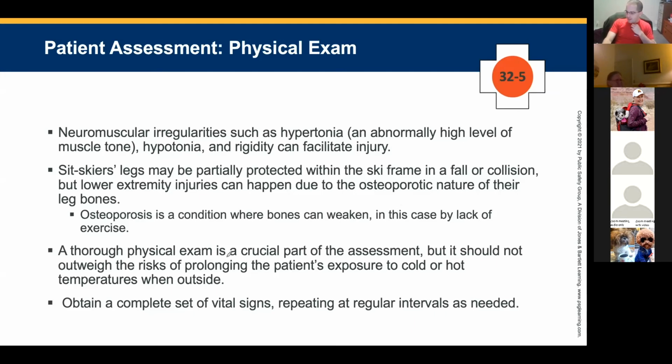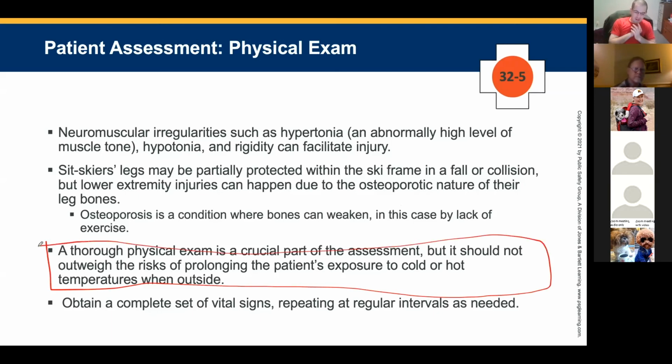A thorough physical exam is crucial. It's a crucial part to the assessment, but it should not outweigh the risk of prolonging the patient's exposure to hot or cold temperatures when outside. I would say this is not just adaptive athletes, but everybody, right? We want to get everybody out of the cold as quickly as possible. And then we want to get a complete set of vital signs, repeating at regular intervals.